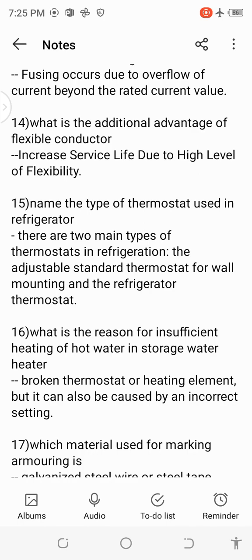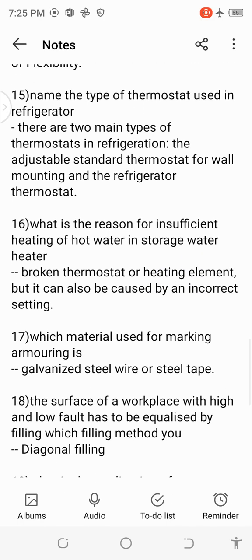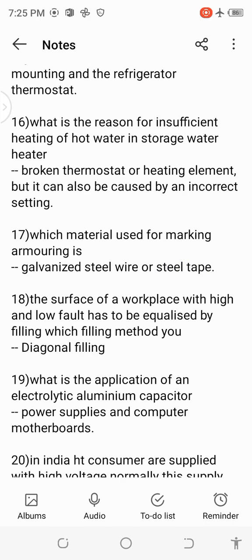16. What is the reason for insufficient heating of hot water in storage water heater? Broken thermostat or heating element, but it can also be caused by an incorrect setting. 17. Which material is used for making armoring? Galvanized steel wire or steel tape.